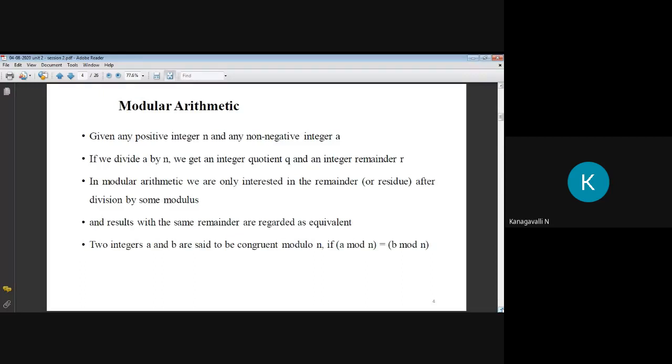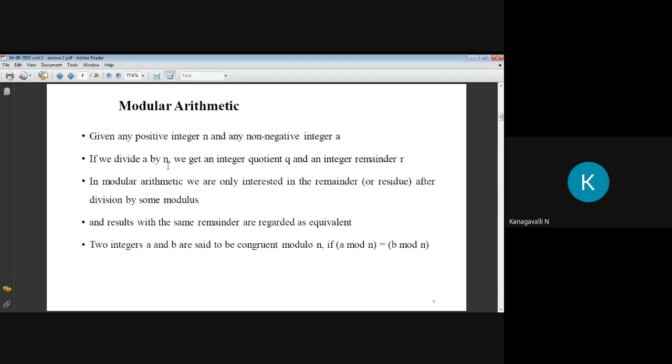Your input is given as any positive integer, and n is a non-negative integer. If you divide a by n, for example, your input is a, then you have to identify what your quotient and your remainder are. The quotient is represented by q and the remainder by r.